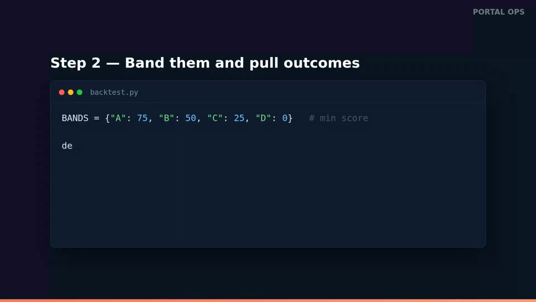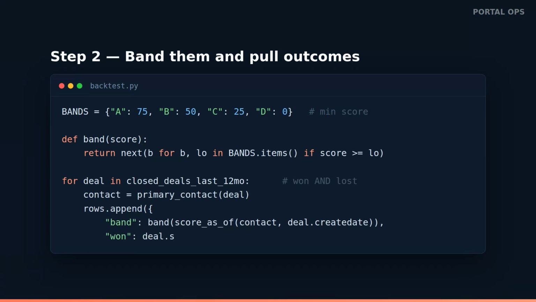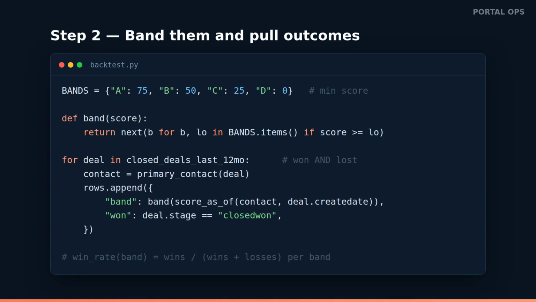Step 2. Collapse raw scores into the band sales will actually see: A, B, C, D, and pull every closed deal from the last 12 months. Won and lost. That "and lost" is not optional. If you only look at deals you won, every band looks great because you're computing the win rate of winners. The losses are what give the denominator meaning.